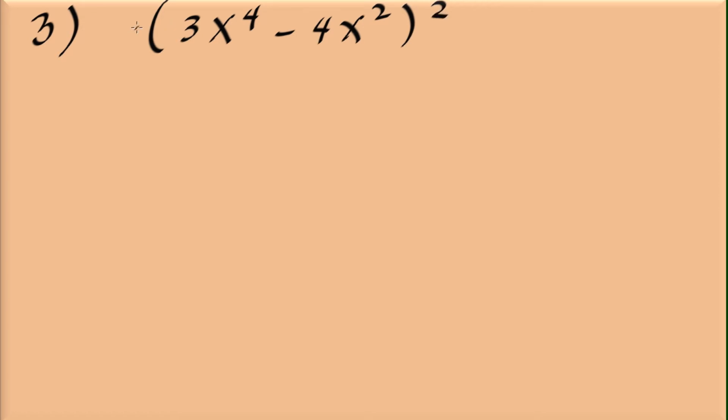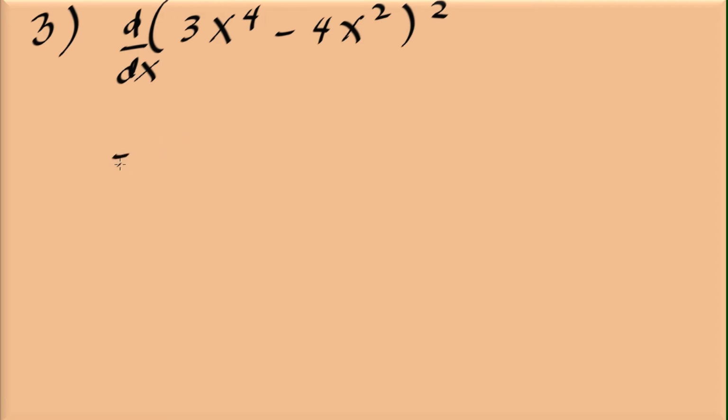Let's see number 3. Let's say you have a little bit more complicated binomial, 3x to the fourth minus 4x squared, and then raise it to the second power. So you go ahead and find the derivative.